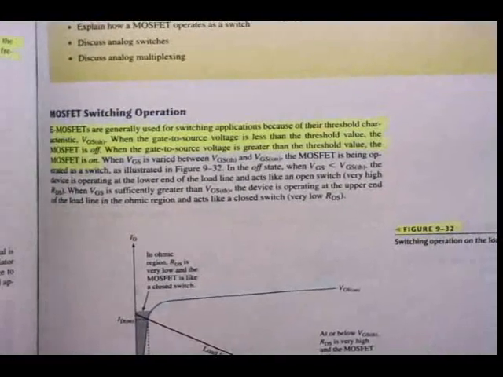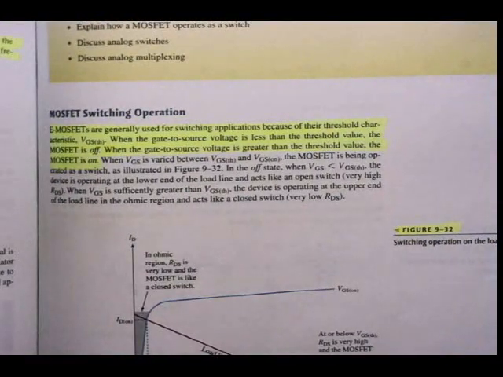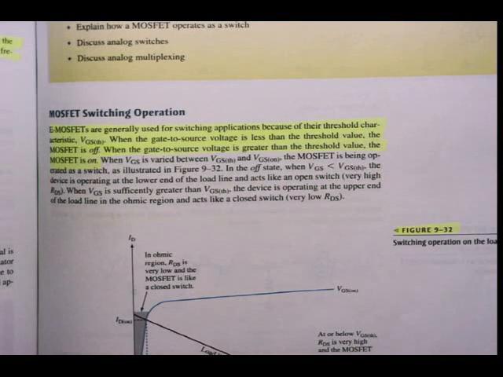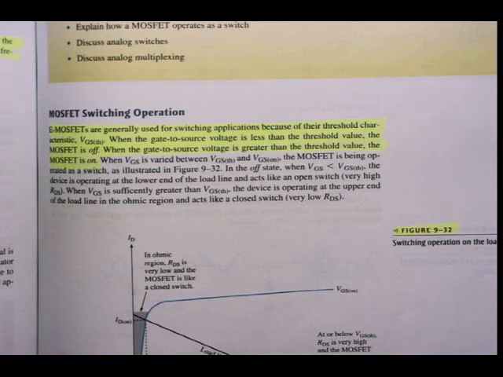Anyway, let's have a look at the MOSFET switching operation. E-MOSFETs are generally used for switching applications. Please take note of that. E-MOSFETs, not D-MOSFETs, because of their threshold characteristics, if you can recall from the previous chapter when we discussed the characteristics of the MOSFETs. VGS threshold: when the gate to source voltage is less than the threshold value, the MOSFET is off. And when the gate to source voltage is greater than the threshold value, the MOSFET is on.